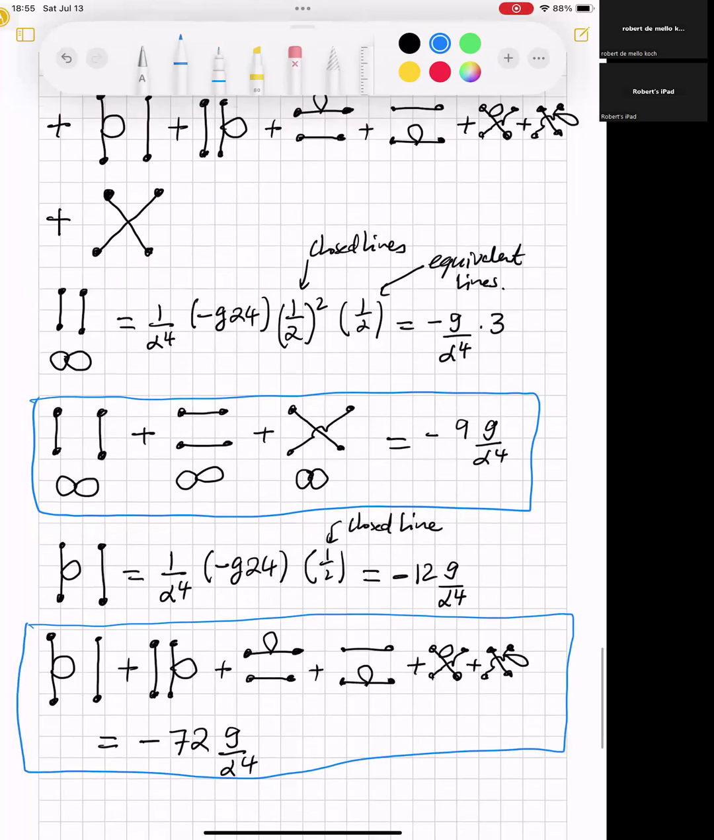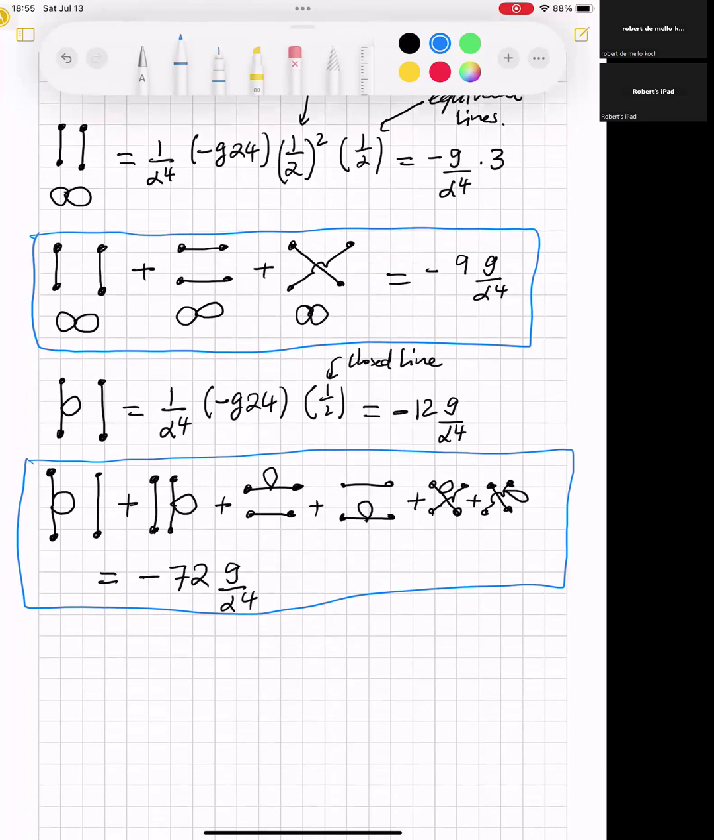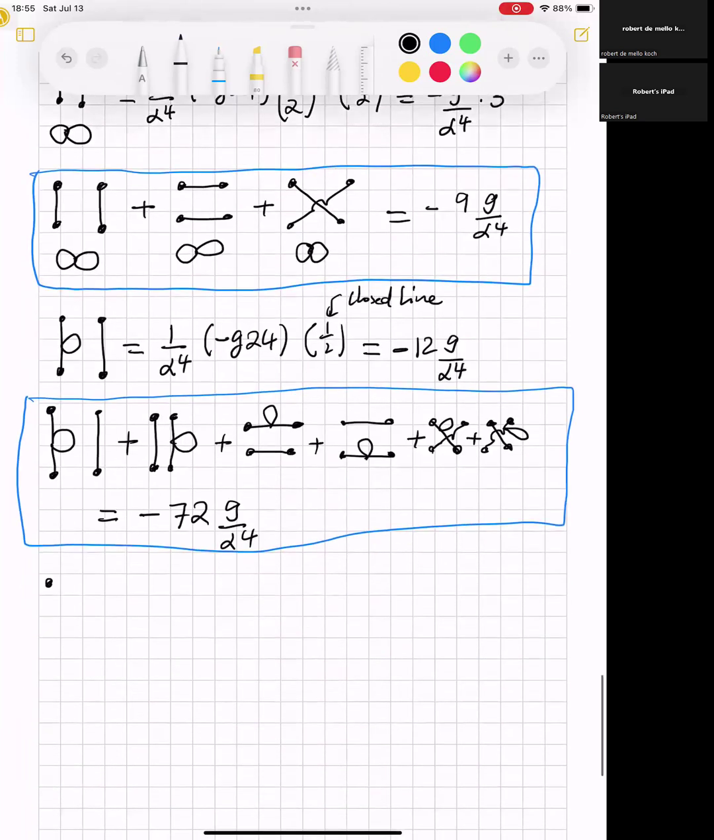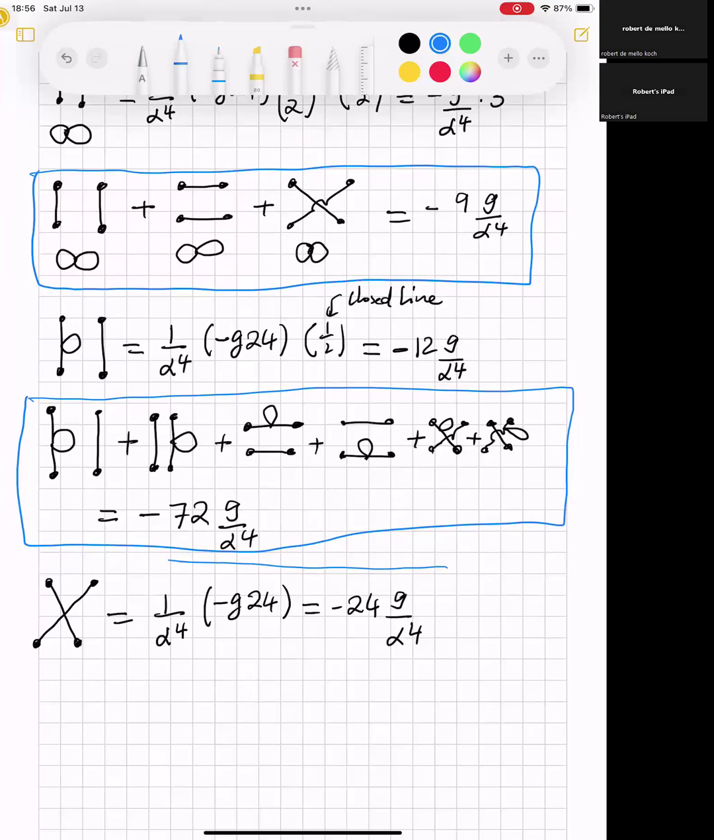Excellent. And then finally, we have one last diagram. So there it is. It's this diagram over here. Let's translate this into math. So what is this equal to? Well, again, there's 4 lines. So we've got 1 over alpha to the 4. Again, there's one vertex, minus g times by 24. Then there's no closed lines. None of these lines are equivalent. They each connect to a different dot. There's no equivalent vertices. There's only one vertex. And there's no equivalent diagrams. So this is just minus 24 g over alpha to the 4. Good. And that is our third result.